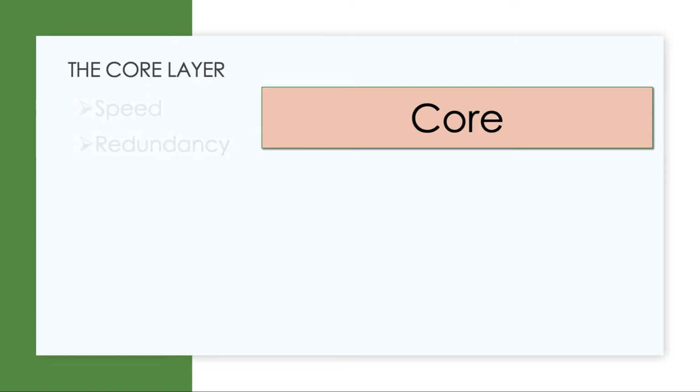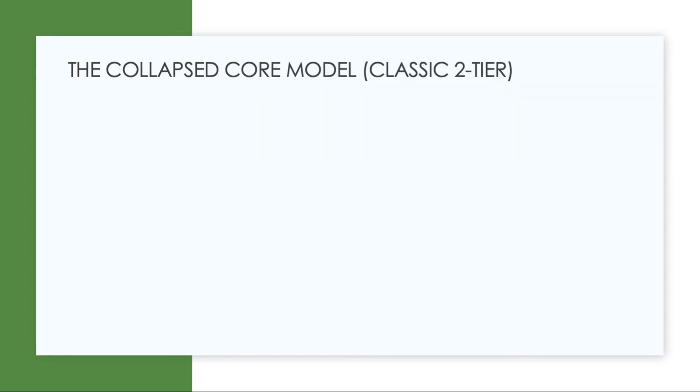And then the core layer couldn't be more simple as far as its functionality goes. It's all about speed, speed, and more speed. And redundancy is important here since we want to make sure the core layer is always available to move traffic as quickly as possible through the network.